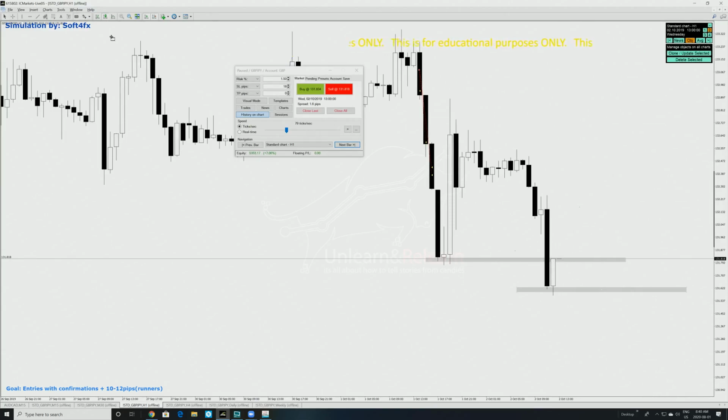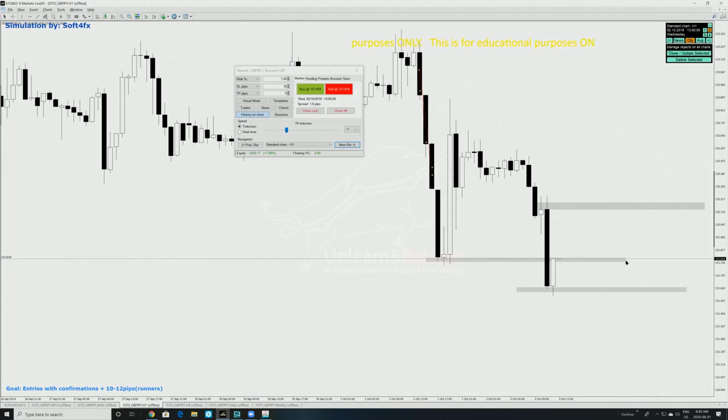We have another resistance forming right over here. So now we have two ranges, right? One range between 131,600 and 131,800, which is like 20 pips. The second range is between 131,800 and 132,180, which is like 37 pips big.